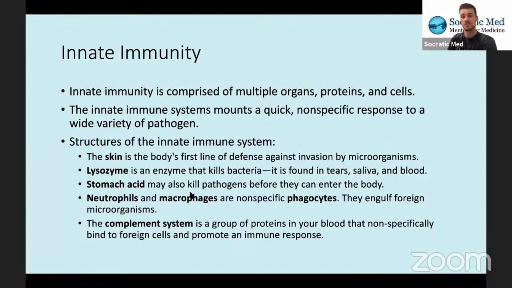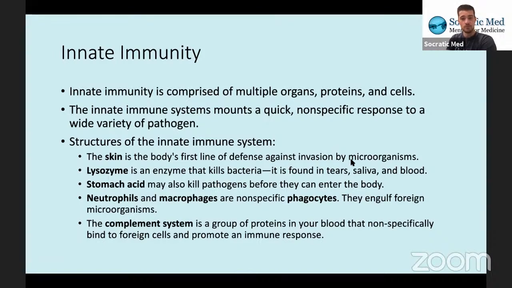It may also kill pathogens before they enter the body. You have hydrochloric acid in your stomach. I believe it's pH around 2. So it's not very hospitable of an environment for any living organism. So a lot of times when we breathe in or when we eat, if there's bacteria on our food, if there are any other microorganisms on our food, the stomach acid in our stomach also plays a role in innate immunity, and it helps us kill those bacteria before we absorb them into our body.